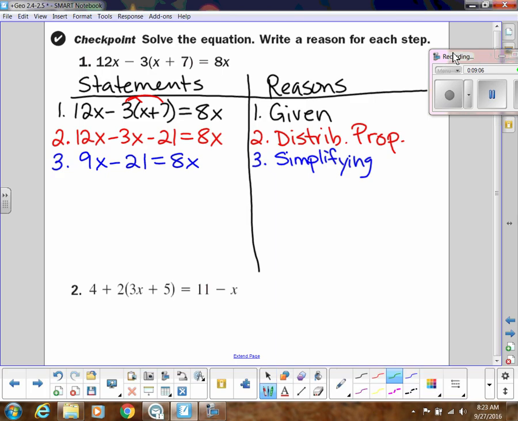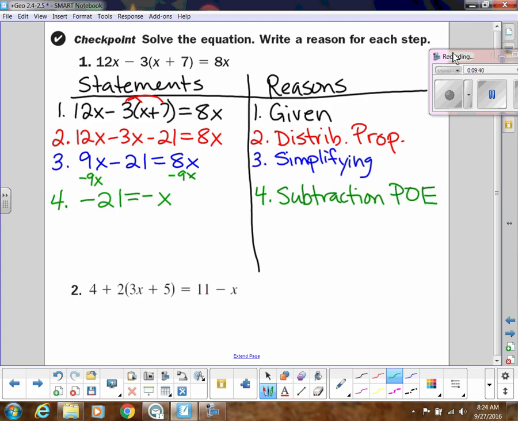Okay, and then the next thing we would do would be to subtract the 9x, to get the x's on one side. Okay, so you don't have to show that minus 9x on both sides, but what we would end up with is negative 21 equals a negative 1x. So we can say that because now this is the subtraction property. We subtracted 9x on both sides. So subtraction, and I'm going to write POE, that's the abbreviation for property of equality. So I can do POE when I'm doing something on both sides of the equation.